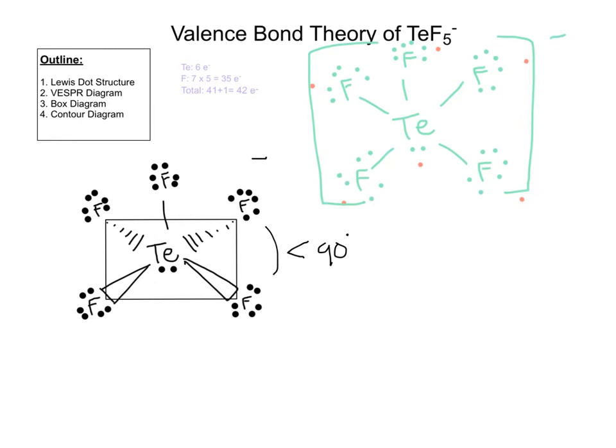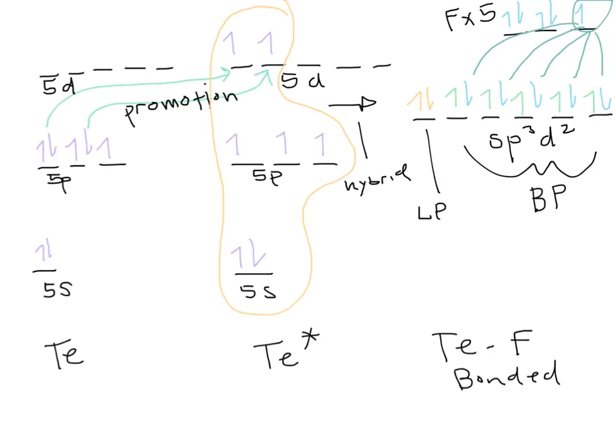Okay, now we have our VSEPR diagram. I do want to point out that all of these angles are going to be less than 90 degrees, and that's because this lone pair repulsion is greater. Also, by looking at this structure, you can tell that when doing our box diagram, we should have an sp3d2. So I'll begin to do that now.